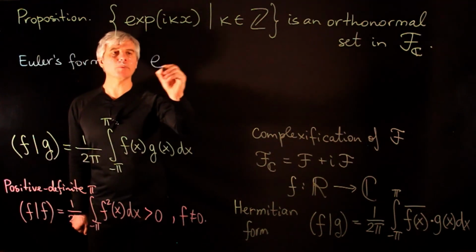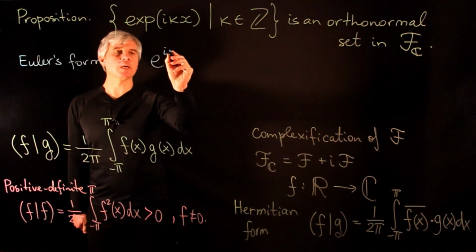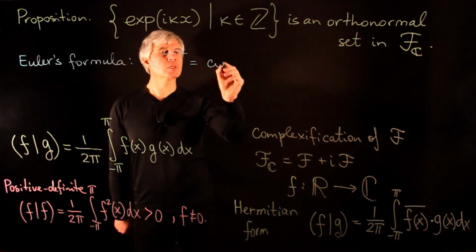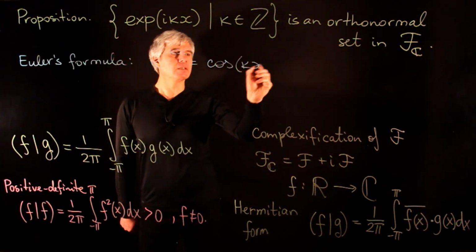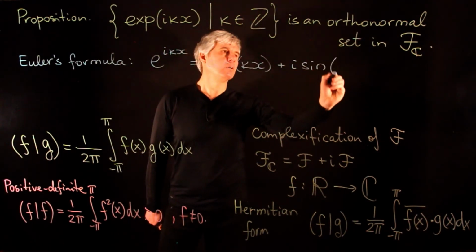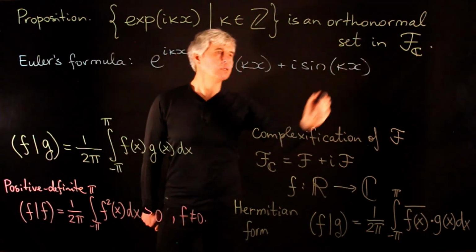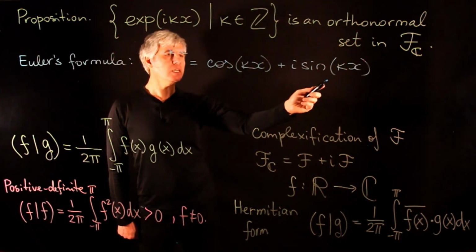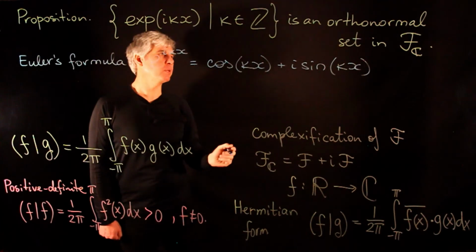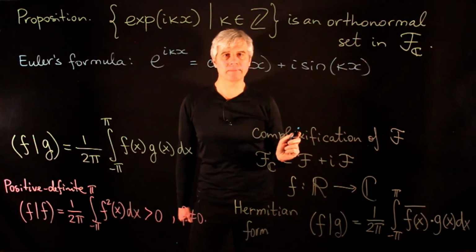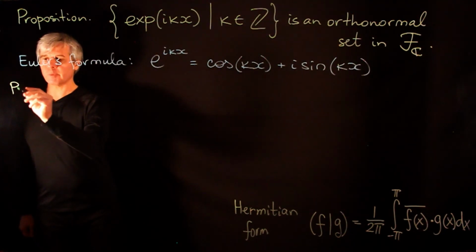That the complex exponential e to the ikx is defined as cos of kx plus i times sine of kx. So this implies that this function is continuous and 2 pi periodic, and so it belongs to our space Fc. Let us give the proof of this proposition.